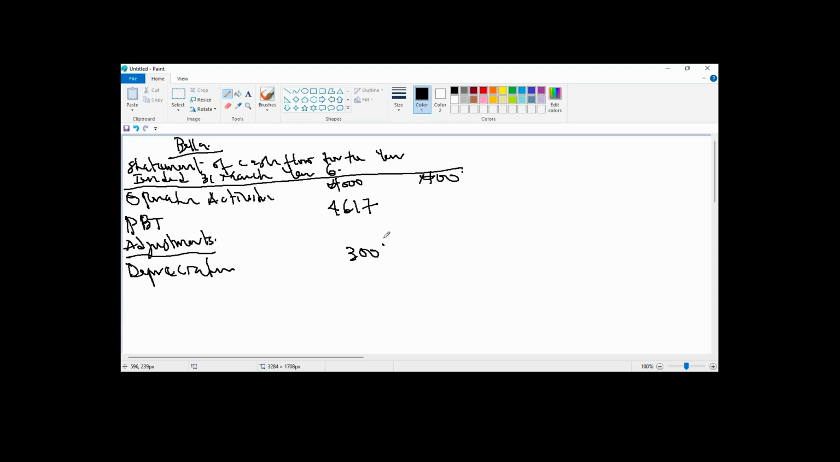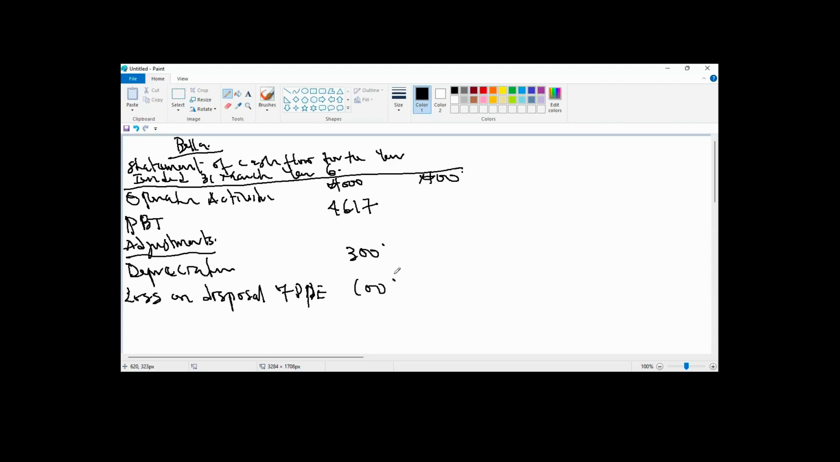I'll go to the template. I've done that. Where is the next thing on the template? Information on disposal. The question says plant which had a net book value of 800 was sold for 700. There's a loss on disposal. What do I do to the loss? Loss on disposal of PPE: if it is a loss, I will add back; if it is profit, I will deduct.